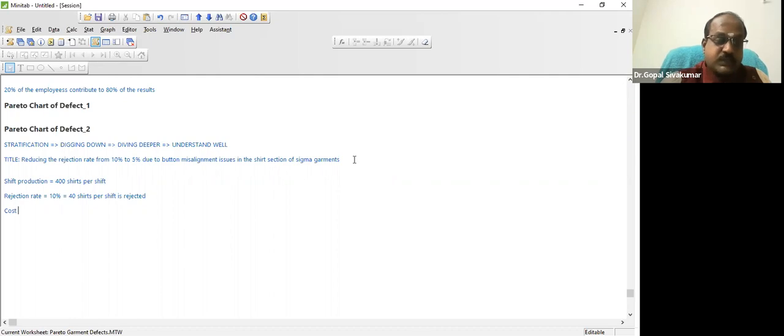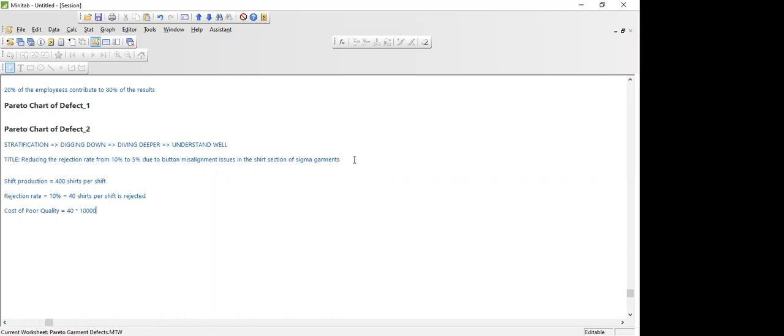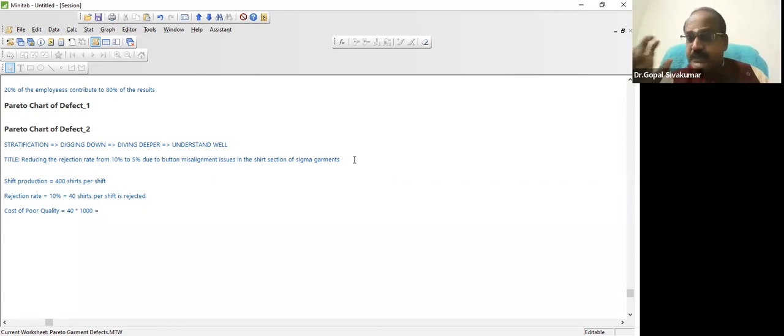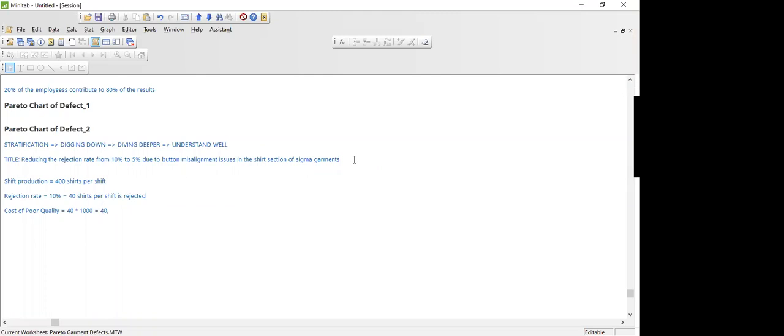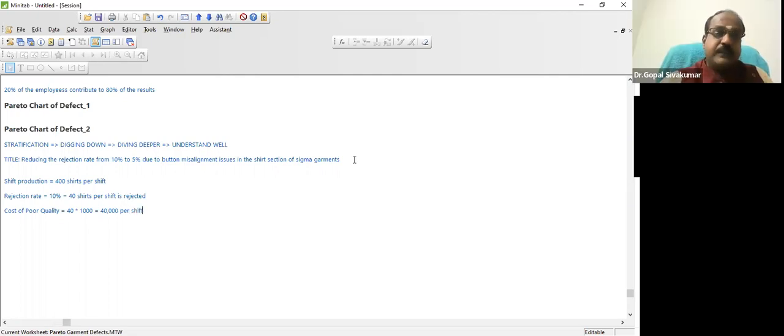Now, what is the cost associated? How much could be the cost of one export quality shirt? 1,000 rupees. Shall I put 1,000 rupees? If we assume 1,000 rupees, what will be the cost of poor quality? Come on, these are easy questions, right? 40,000 rupees per shift. All of you understand how the calculation is going here?